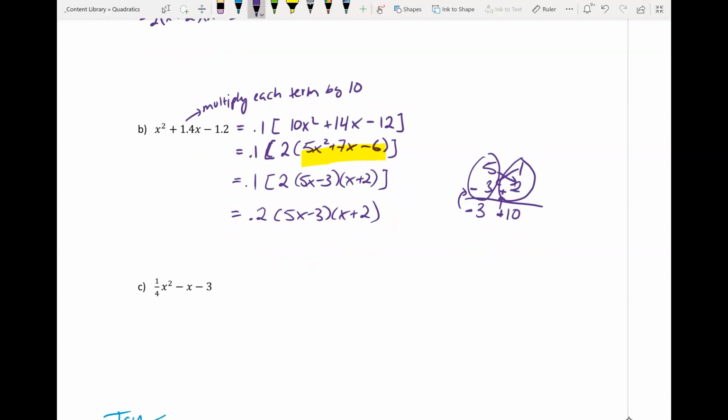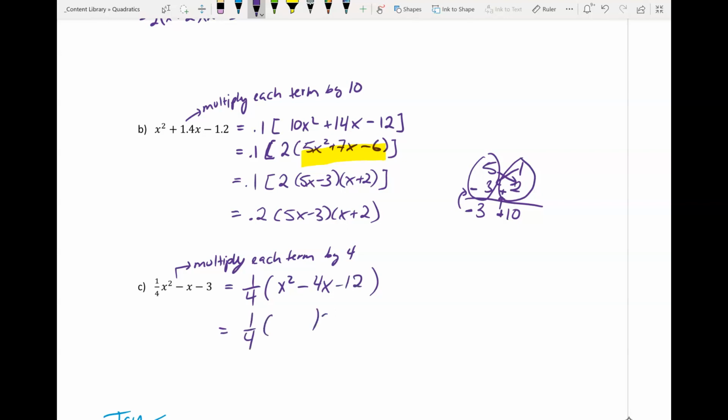For C, we start off with a fraction. So same sort of concept. We want to get rid of the fraction when we're factoring, and we can do that by factoring out a quarter. But when we do that, we're going to multiply each term by 4 to get whatever is on the inside after we factor out a quarter. So multiplying that first term by 4, the 4 and the quarter cancel out, so you get x squared. 4 times negative x is negative 4x. 4 times negative 3 is negative 12.